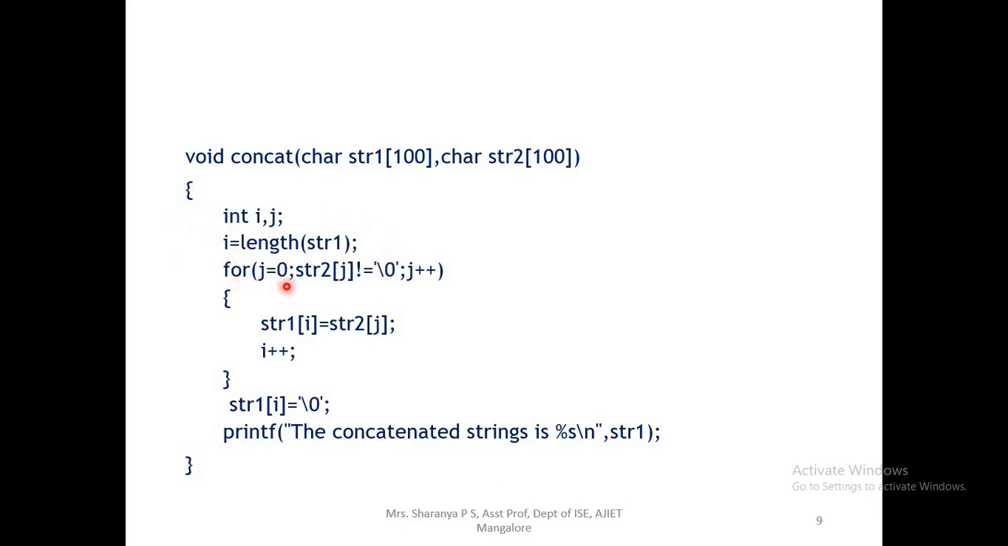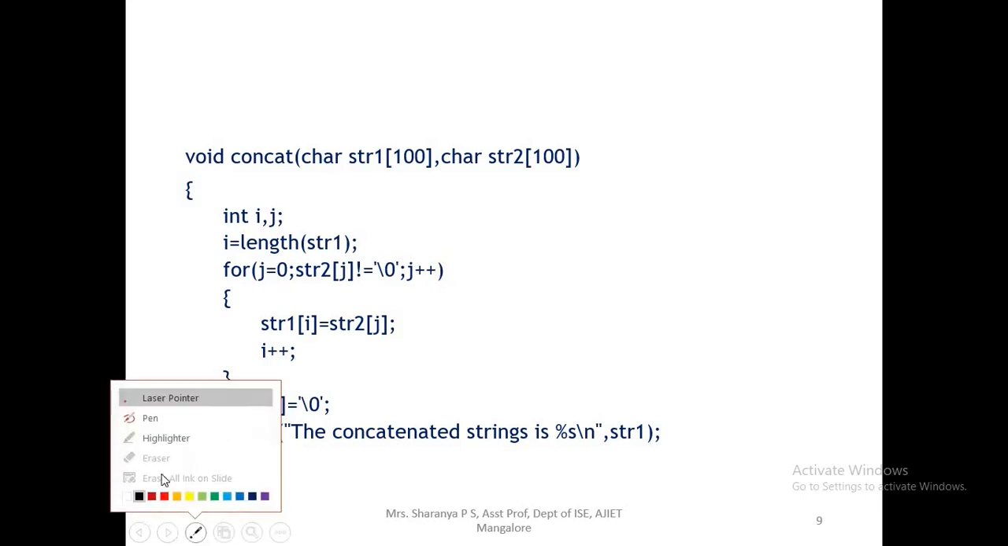Next, starting from j equal to 0, we process until the character of the second string reaches null. What is the step? We have to keep copying the second string to the first string. That is the main logic that is going to be executed. And each time i needs to be incremented. Either we can write it here itself, or we can add i plus plus here as well.